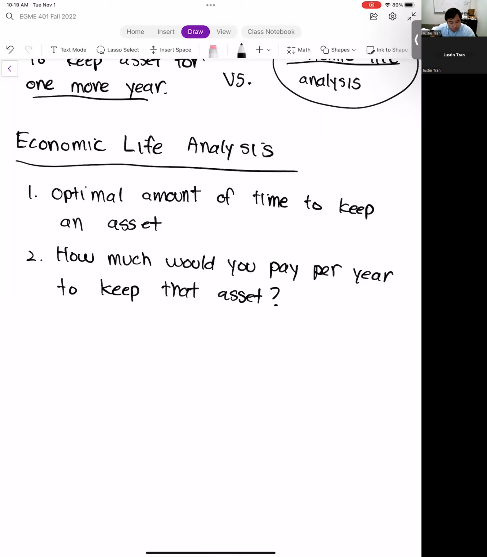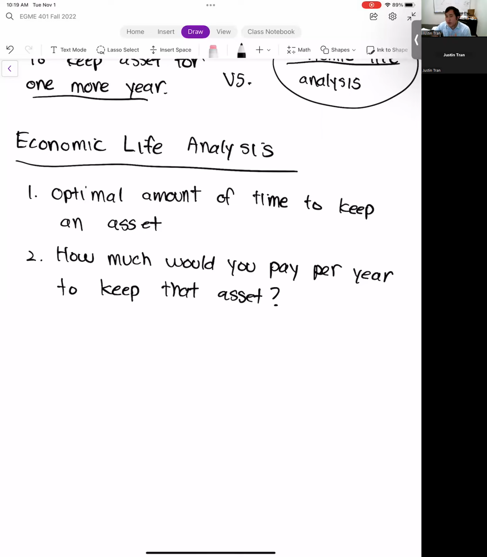And the idea is that for different amounts of time, let's say you keep an asset for 4 years versus 5 years, then the yearly cost of ownership is going to be different. Okay. And so let's just take a very simple case where you purchase an asset, but you don't pay any money to maintain it. Okay. And so in that case, you're just paying the initial cost.